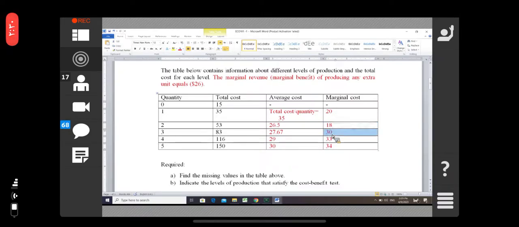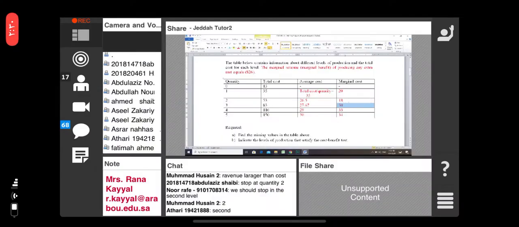Correct, because at quantity 3, the marginal cost is more than the marginal benefit, which is 26. So I will stop at the second level of production. Great.